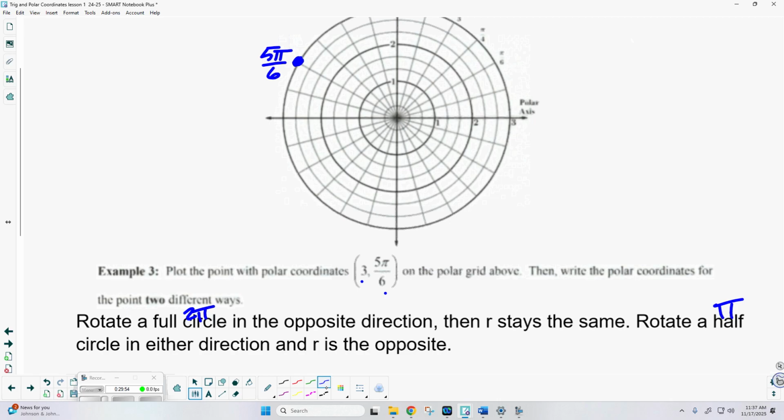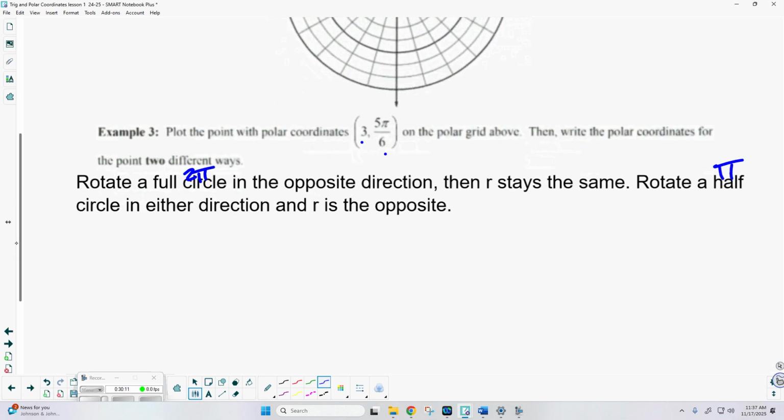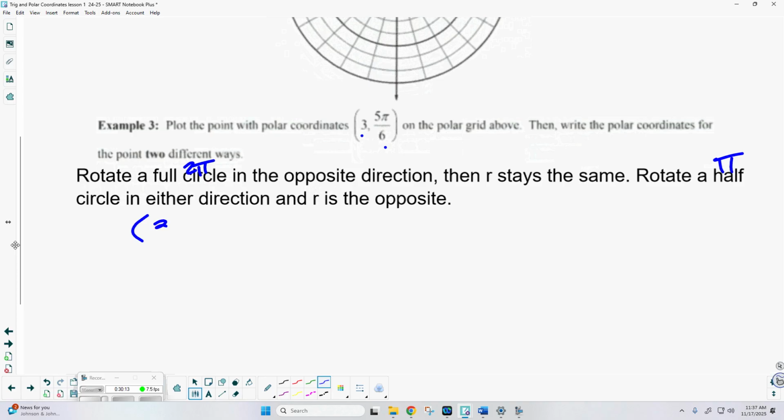Now, this says we want to go ahead and write polar coordinates 2 different ways. We're going to go ahead and do this and have a total of 4 points. We're always going to do this the same way. We're going to have 2 points with the same radius and 2 points with the opposite radius. Okay, so since we have a 3 comma 5 pi over 6, I want another point where the radius remains 3.